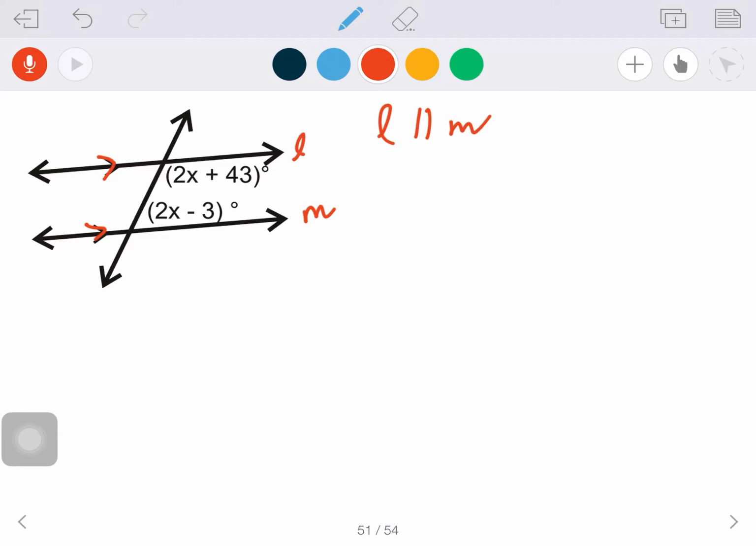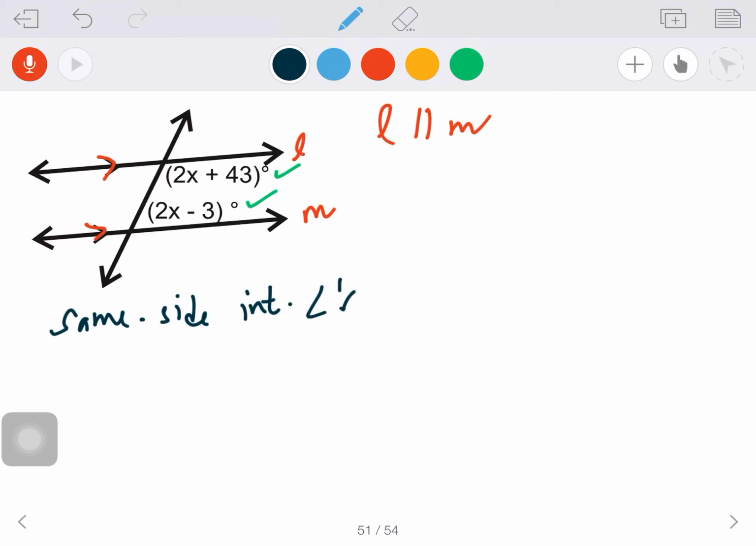And in order for us to solve for x, first we need to find the relationship between the two angles. So this is 2x plus 3, plus 43 degrees and 2x minus 3 degrees. What is the relationship between the two angles? Okay, you're correct. They are same side interior angles. And when we talk about same side interior angles, we know that their sum is equal to 180, or we can say that they are supplementary.